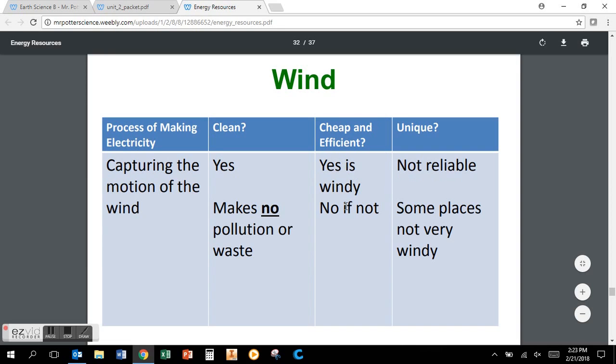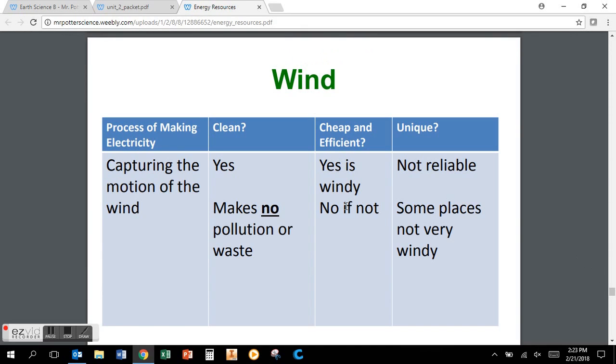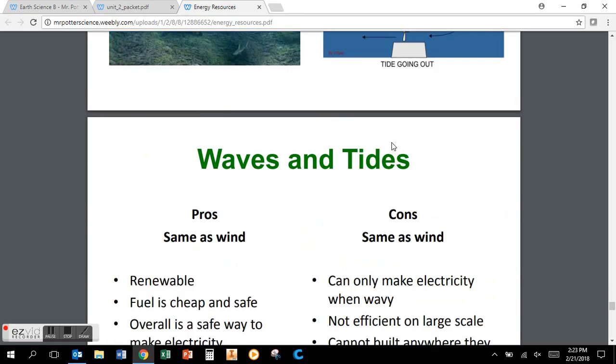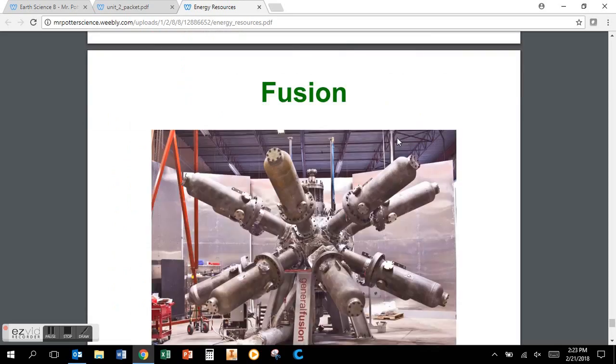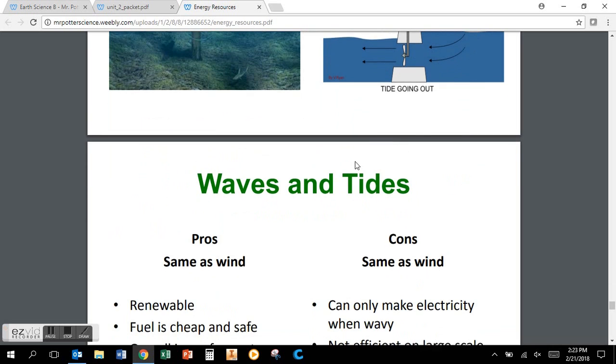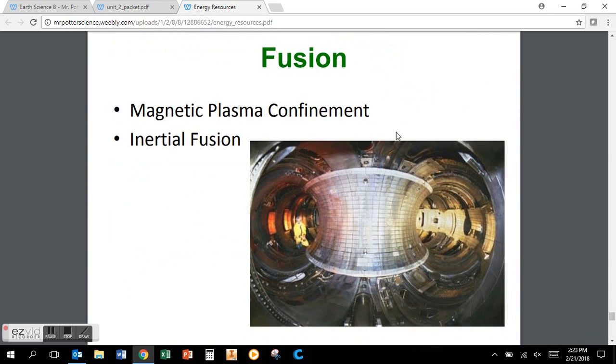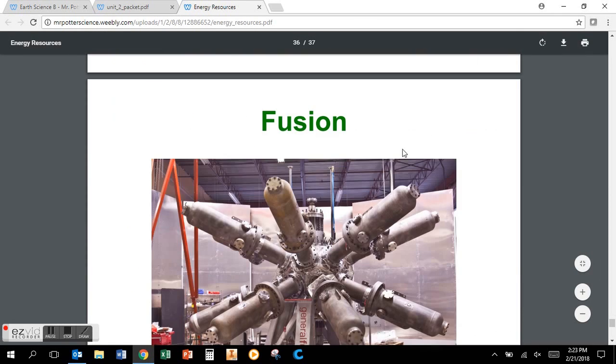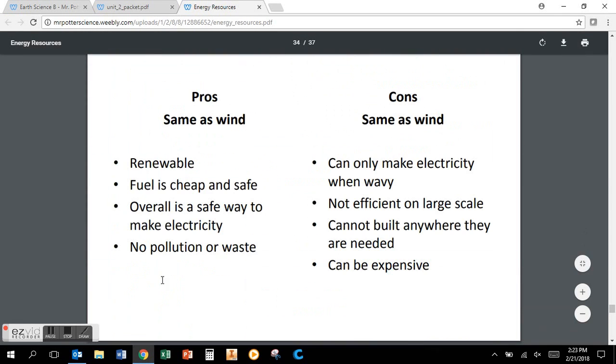It's generally considered kind of cheap, as long as you live in a windy area. Some places are not very windy, so it would not be an efficient energy source there. So this mostly depends on location. And what's unique, like solar, like we mentioned, it's not reliable. If it's not a windy day, you don't generate electricity. So that is all of the energy resources that we talked about. There are other ways to generate electricity, like waves and tides, fusion power, but we don't have time to talk about those. So, that is it.